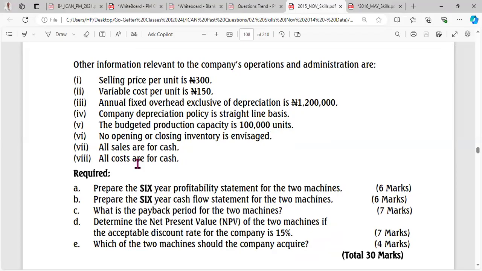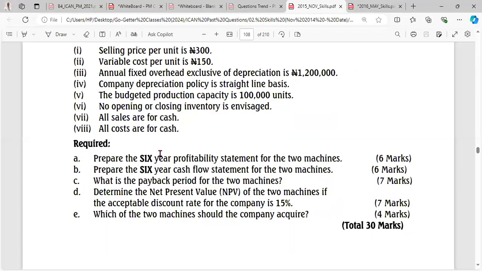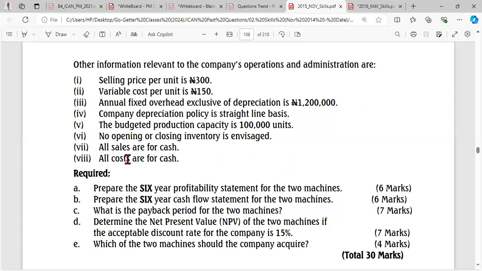Now you are asked to do two things. Prepare a profitability statement. A profitability statement is where you have profit, and depreciation will be deducted.